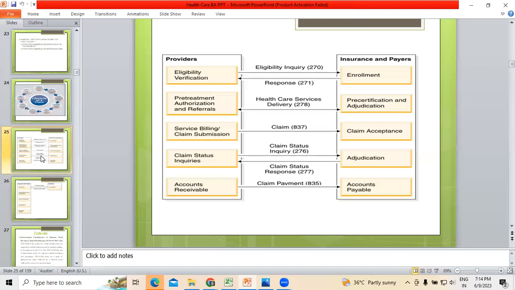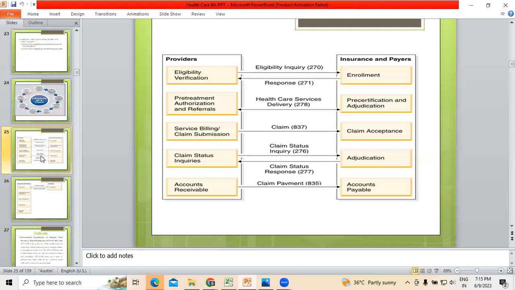Now, to submit claims, the code we use is 837. Once the billing is done and the summary reports of the patients are completed, we have to send the claims for acceptance. Whether it is accepted or rejected, we send these claims. There may be some mistakes which may get rejected sometimes, wherein we have to make the needed corrections and send it back again. For claim submission, the code number we use is 837.